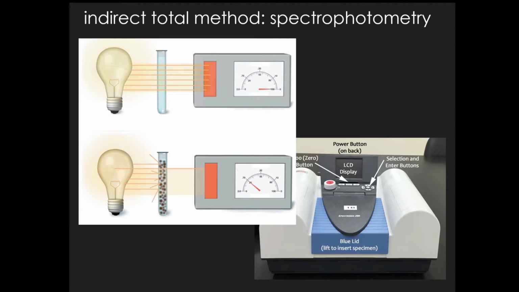So we use that spectrophotometer to give us some quantitative data. And when we get those quantitative data, then we can make comparisons that exist even outside of the data set that we're working with at a particular moment in time.